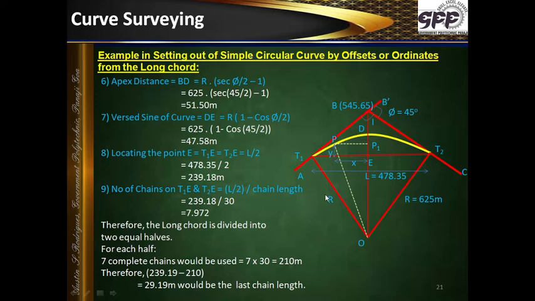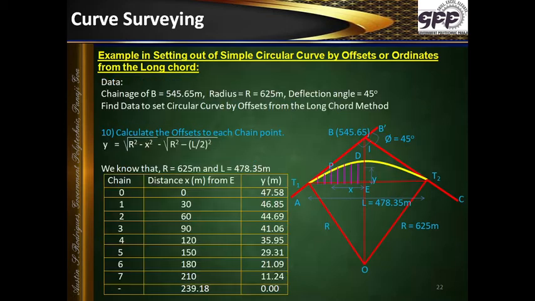Having got this, that means I have got the distance x for each of the values for which I need the ordinates. Now I can prepare the table. When I'm preparing the table, I calculate the offsets to each chain point. So y is equal to root of R square minus x square minus root of R square minus L by 2 the whole square. Substitute the value of x. In the beginning x is 0. When x is 0, I get y as 47.58.